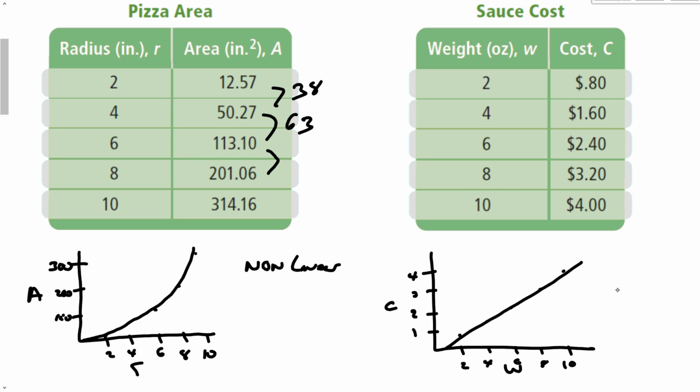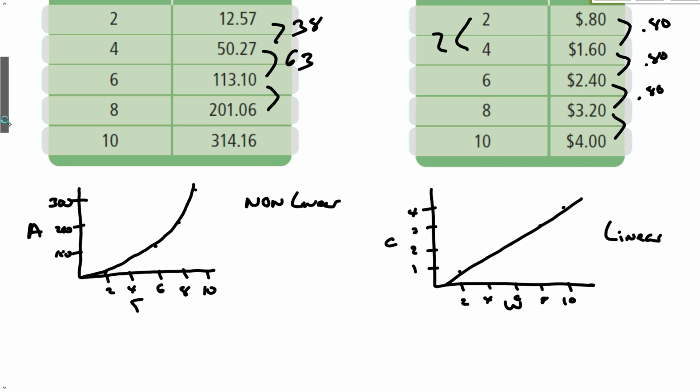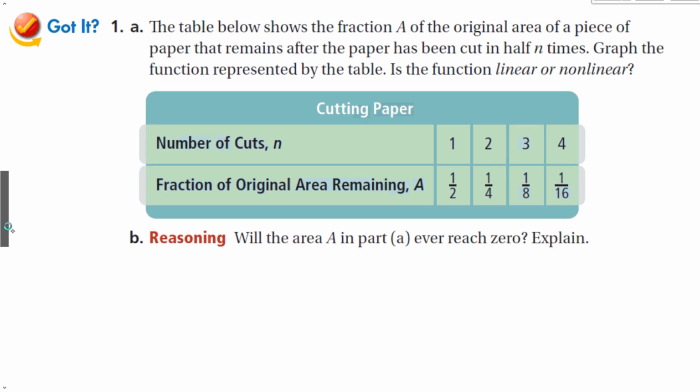So we can see that this is linear. And we can see that the difference between all these dollar amounts is always going to be 80 cents. So as I go up by 2 ounces, the price of the sauce always goes up by 80 cents. That is a linear function. Okay. So here's our Got It problem.